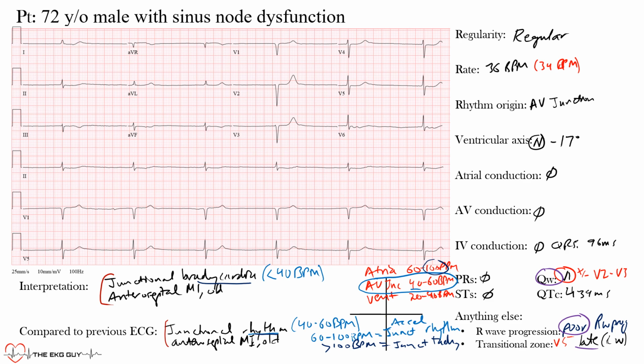All right, well, that's all we got for this week. So we have a junctional bradycardia and an old anteroseptal MI that was there from prior.